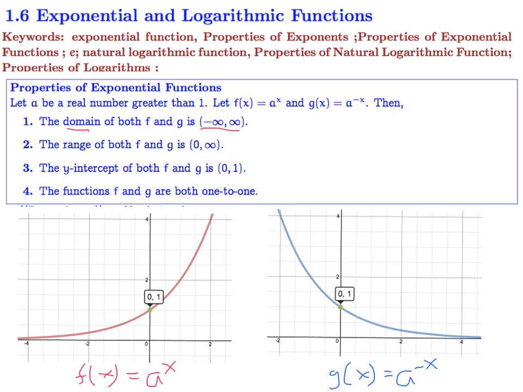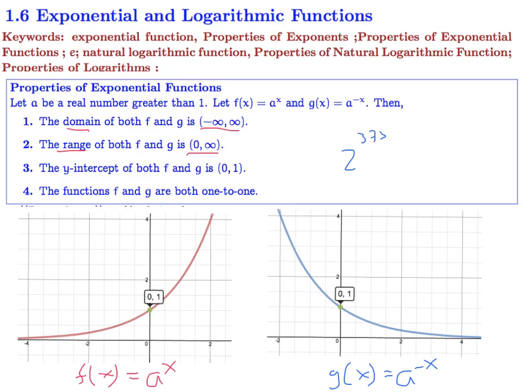The range for both of them is going to be from 0 to infinity. We're only going to get positive numbers out from exponential functions. If you try to compute, say, 2 to the 373rd, and you somehow get a negative number, you've done something wrong, okay? Something went awry. Try again. Both of them happen to hit the same y-intercept. They both hit the point (0, 1).